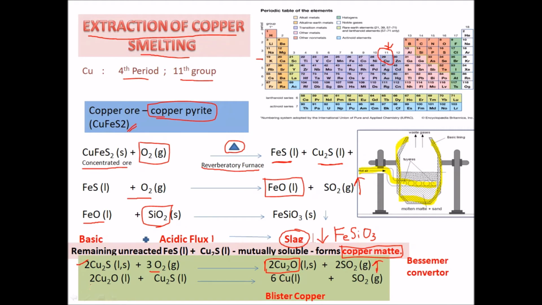The copper oxide reacts with the unreacted remaining copper sulfide, Cu2S, and it forms molten copper, and sulfur dioxide is evolved. This sulfur dioxide, which is evolved through the molten copper, on cooling forms a blister-like appearance and hence it is called blister copper. The unreacted FeS present in the copper matte is oxidized to FeO, which reacts with the flux SiO2 and forms the slag FeSiO3, which can be removed.